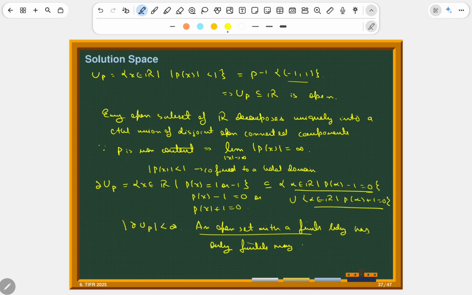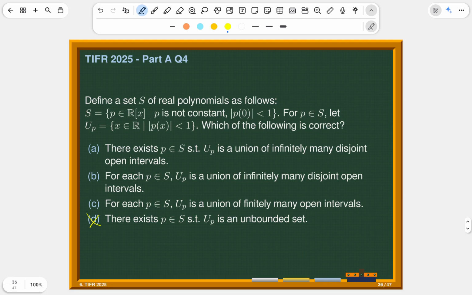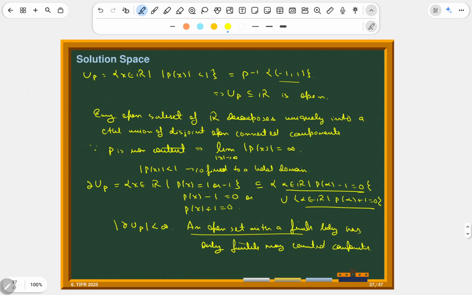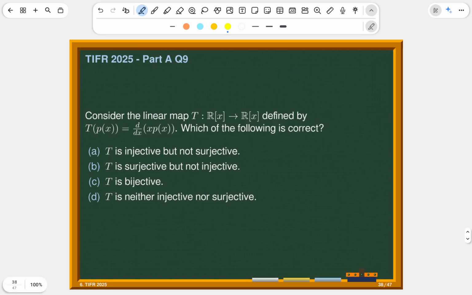Or rather, whether you say open connected components or connected components will do. Because connected components are maximal connected subsets, if you have finitely many connected components, then you surely have finitely many open connected components as well. So option C comes out to be the right answer. Okay, let us move on to the next question.